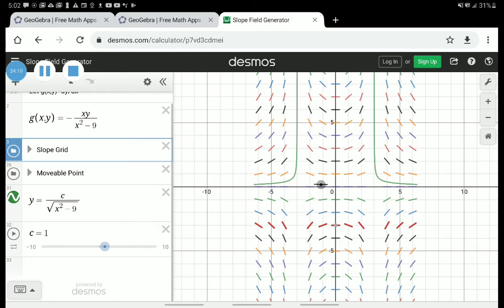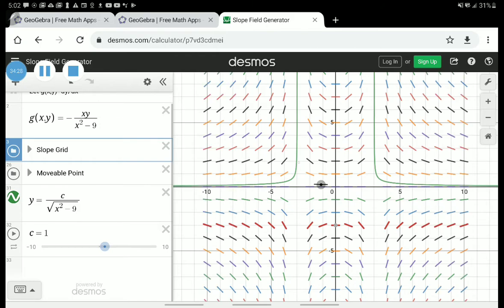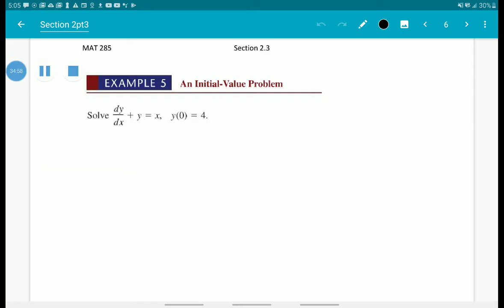So I've gone ahead and graphed this solution y equals c over the square root of x squared minus 9. And you can see that our slope field has some blanks here, which would be at the negative 3 and at the positive 3. And if we look at that green solution, it's giving us those solutions to the left and to the right. So you can see that this green piece on the left-hand side would be the piece that would be defined on the interval from negative infinity to negative 3. The green piece on the right is defined from 3 to infinity.